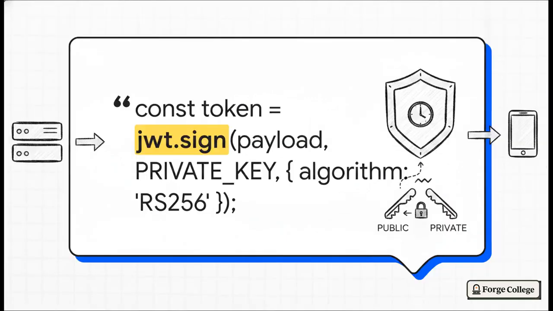Section 5, Node.js implementation, the blueprint in action. Okay, enough theory. Let's look at the actual Node.js Express server code you'd write to pull this off. In our issuance endpoint, this is where the magic happens.